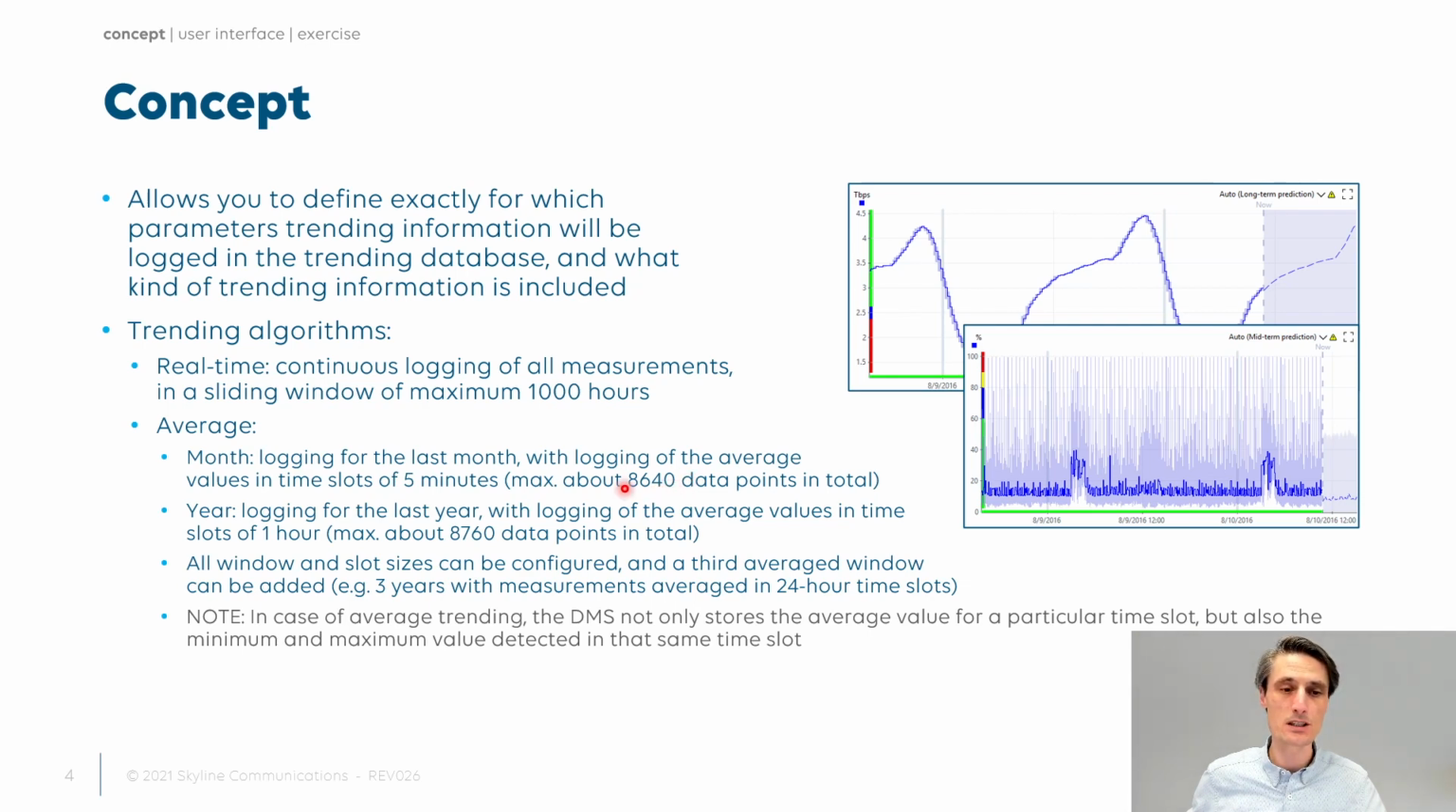8,600 data points. Next to the 1 month, we also have 1 year, where we slice it up in 1 hour slots. For every hour slot, we define the average, the minimum and the maximum. And in 1 year, we have around 8,700 hours. So that's also a maximum number of data points that will be going into the database.